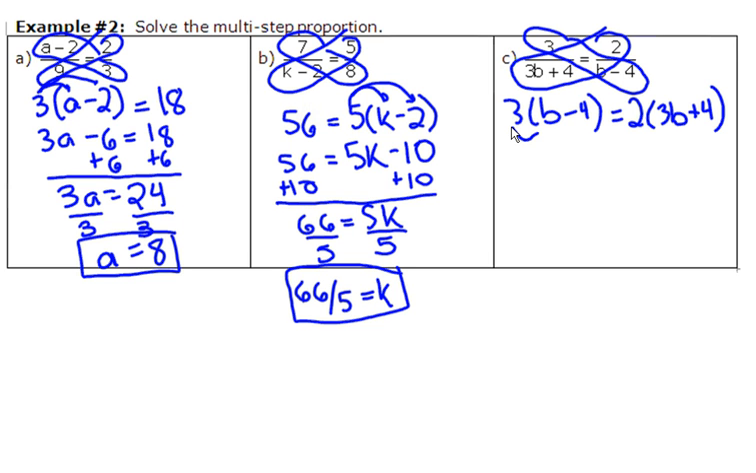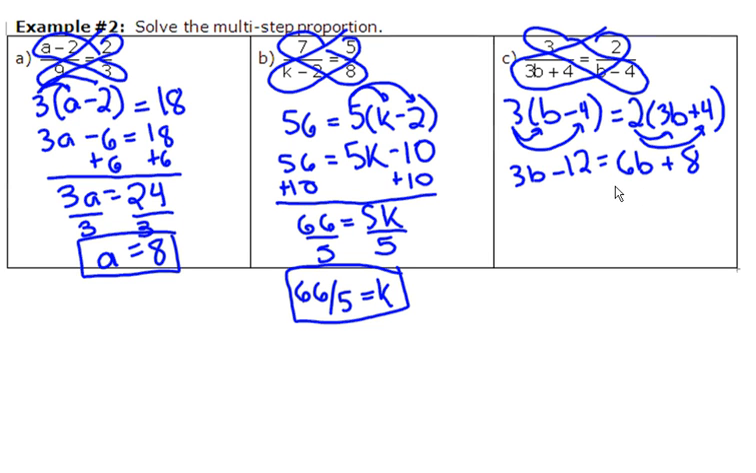I have to distribute the 3 to the b and the negative 4. So this is 3b minus 12. Over here I have to distribute the 2 to the 3b and the positive 4. So 2 times 3b is 6b. 2 times 4 is 8.